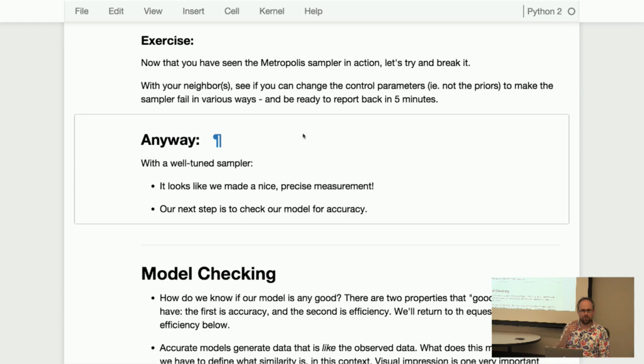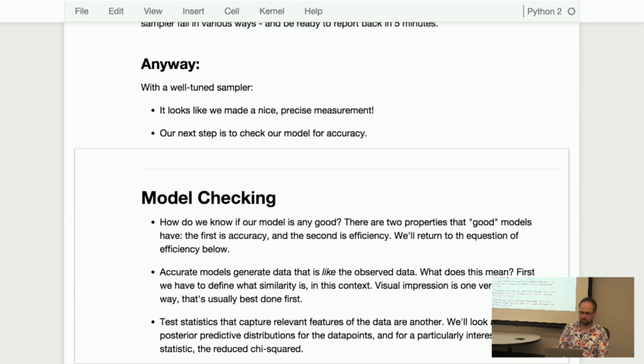Our next step, though, is to check the model for accuracy. All of that inference was assuming a given model. So now let's step back a bit, and before we publish, let's worry a little bit about whether our model was good. So we need to check the model. So let's think about this a bit.